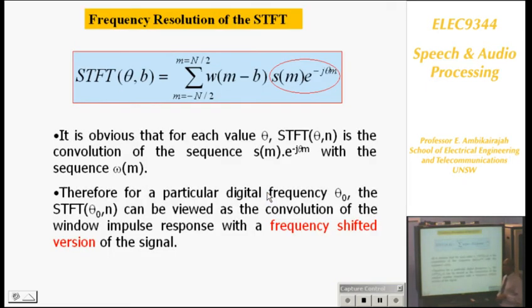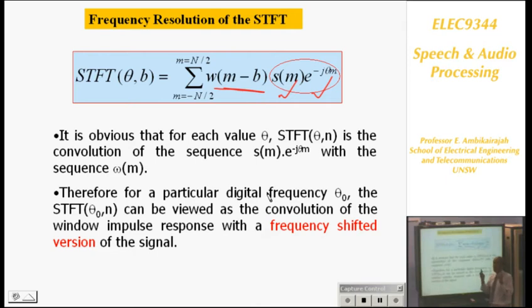So now we start to look at the frequency resolution. What's the frequency resolution of a short-time Fourier transform? I rewrote the equation here. How do we analyze the frequency resolution? As I said, the window function determines the frequency resolution. So how do we look at it? We take the signal and multiply by e to the minus j theta m. Multiplying means it's multiplied by a sine waveform. That means a kind of modulation, suppressed carrier modulation. You do that and pass it through the window.